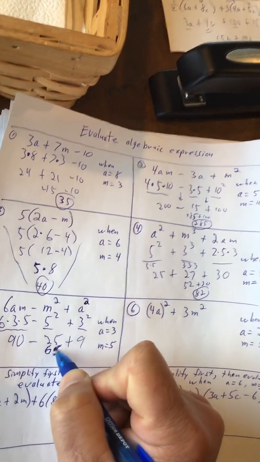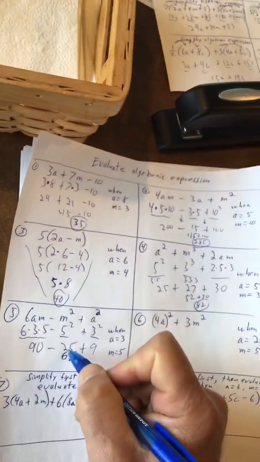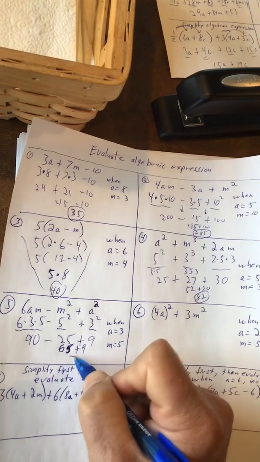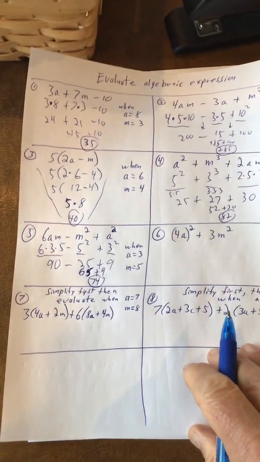I got clear ahead of myself there. 90 minus 25 is 65, plus 9 is 74, is your answer. I was thinking too far ahead there.